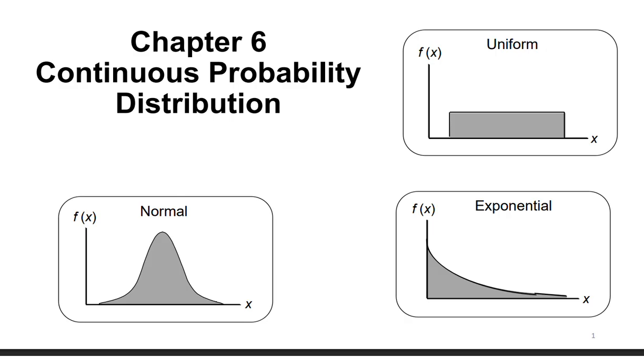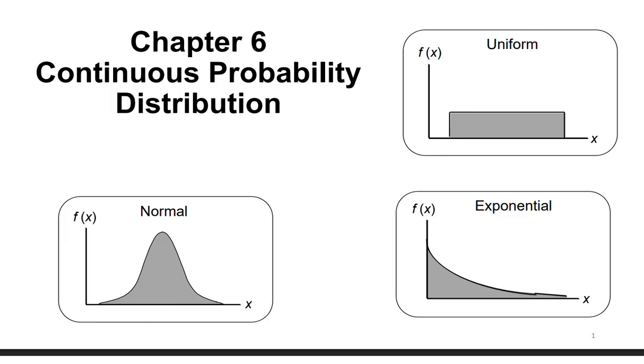We also spent some time to look at some probability distributions used to describe discrete random variables. We talked about discrete uniform probability distribution, binomial probability distribution, Poisson probability distribution, and hypergeometric probability distribution. In this video, we will be looking at continuous probability distributions.